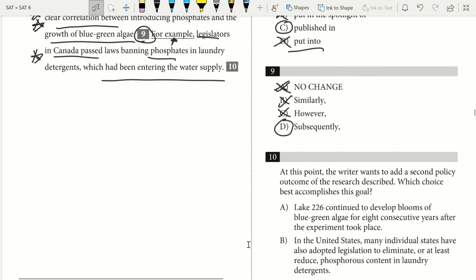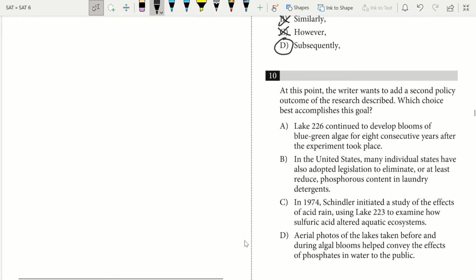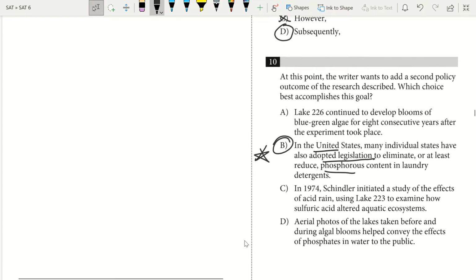All right, and then question 10. At this point, the writer wants to add a second policy outcome of the research described, which choice best accomplishes this goal? All right, so I'm just looking for anything that's stating a public policy. That's talking about phosphorus, right? So we have B. In the United States, many individual states have also adopted legislation to eliminate or at least reduce phosphorus content in laundry detergents. So that's a second policy in the United States, right? So I know my answer there is going to be B.